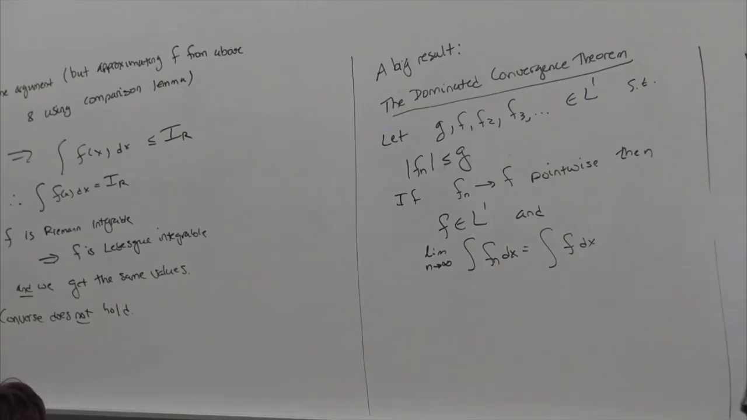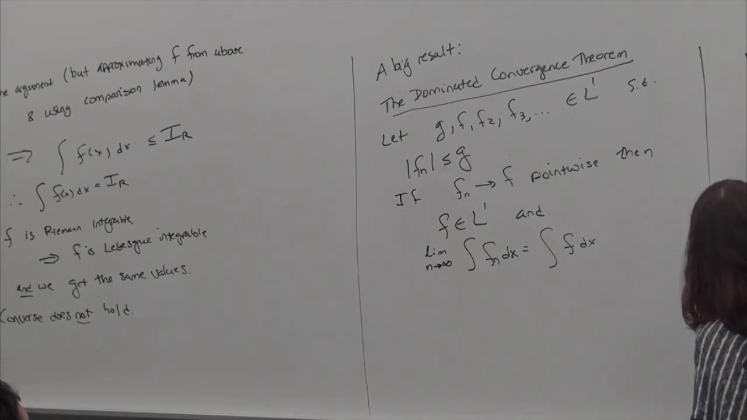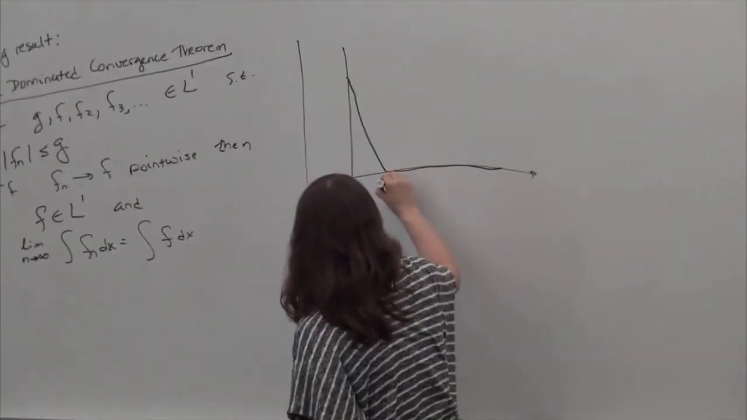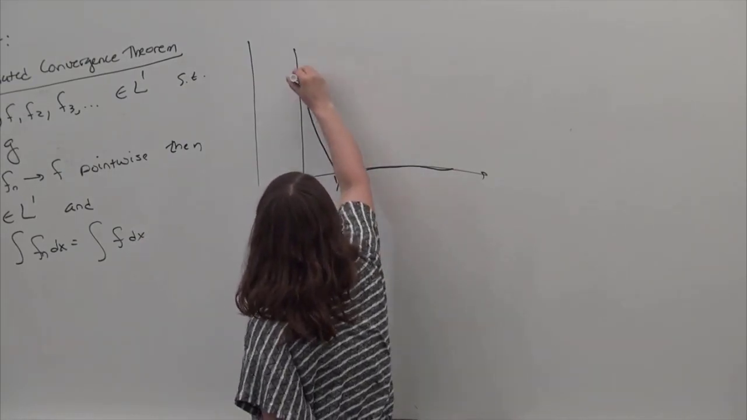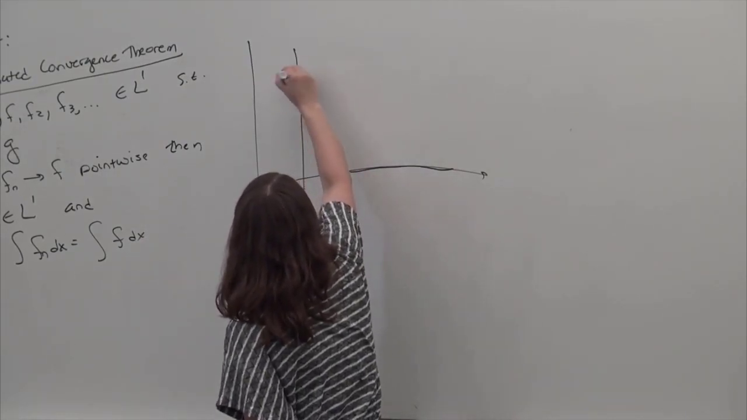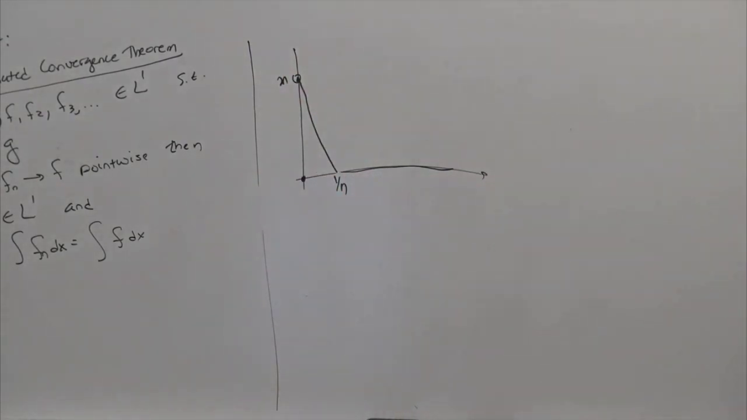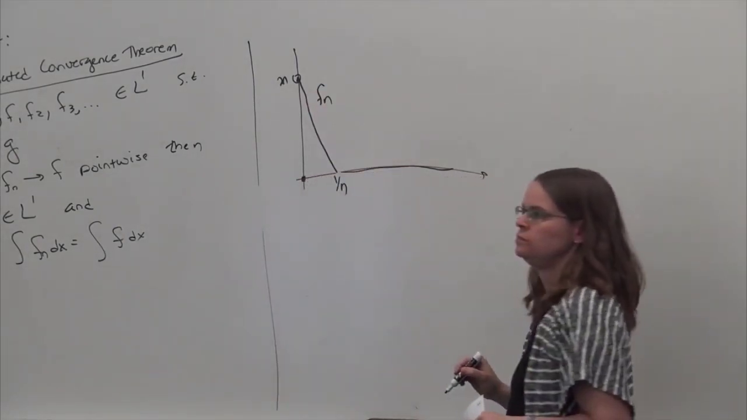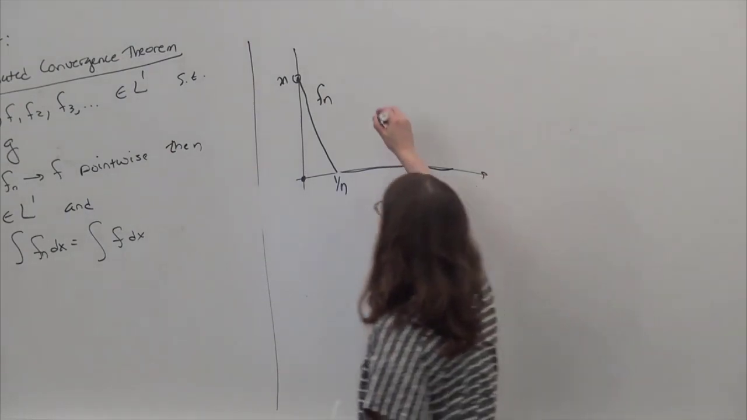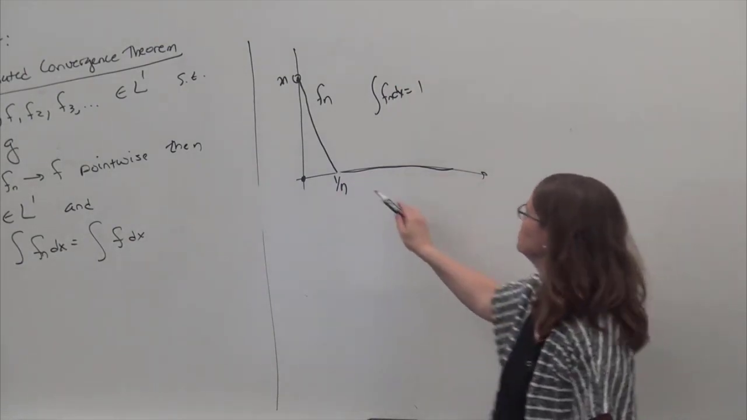One of the examples that we've seen is like this little hat function, where maybe this is equal to 1 over n, and maybe this is equal to 2n, and maybe a hole there, and plug it back at 0 here. Right, and if we integrate this guy, the integral of fn is equal to 1. It's just the area of this triangle.